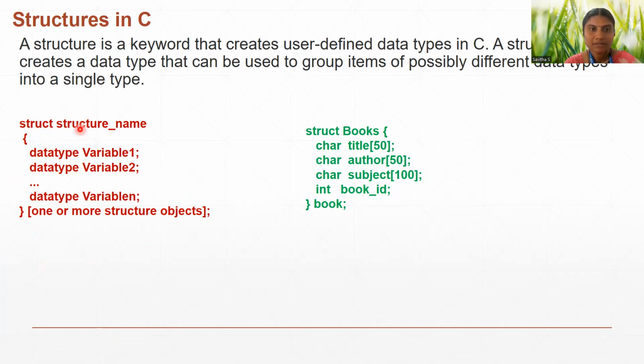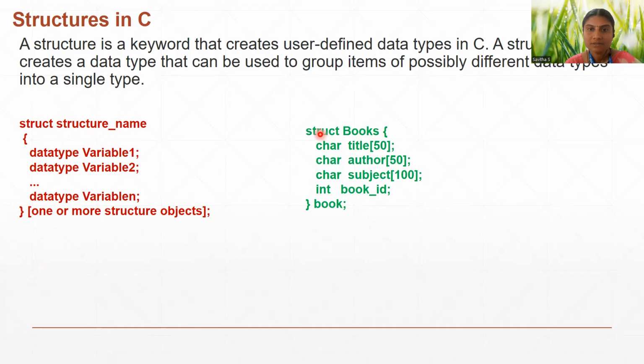Struct is a keyword, and in common we have a structure name for each and every structure. And under that, within curly brackets, we can have a number of data variables of a structure. To call or access these variables, we need to utilize a structure object. So we can have a number of structure objects too. So this is a sample example.